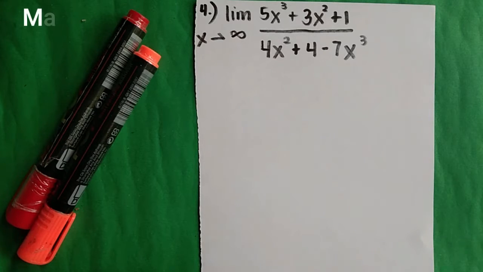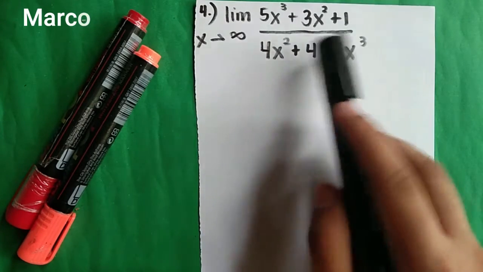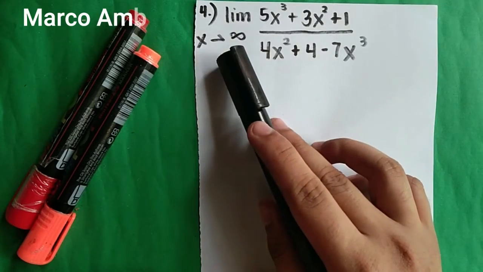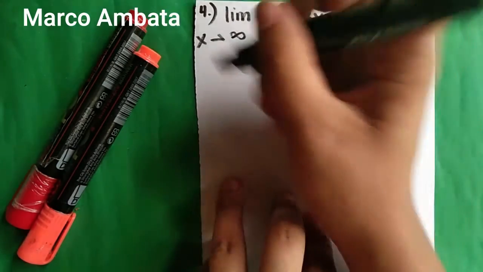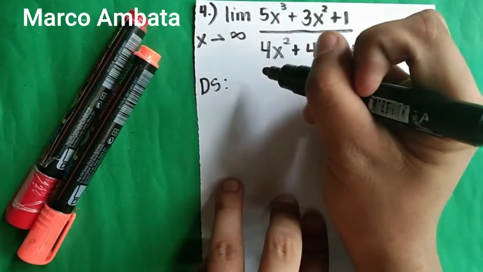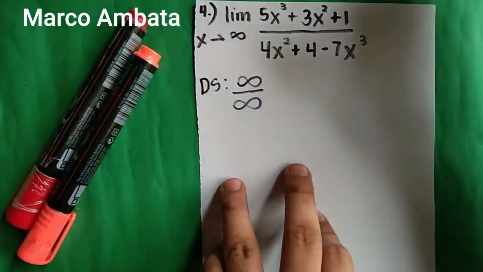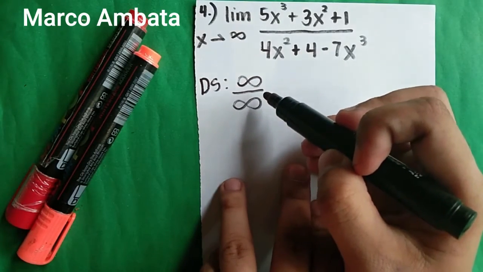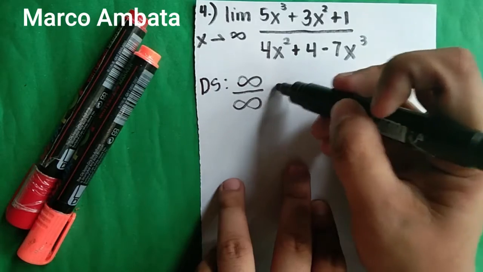How about this one? The limit of 5x cubed plus 3x squared plus 1 over 4x squared plus 4 minus 7x cubed as x approaches infinity. Just like the other, we do direct substitution. Since x approaches infinity, it will go to infinity over infinity. Every time x approaches infinity, this will always be the answer in direct substitution. And this is considered indeterminate.